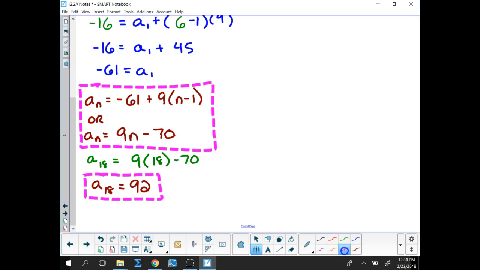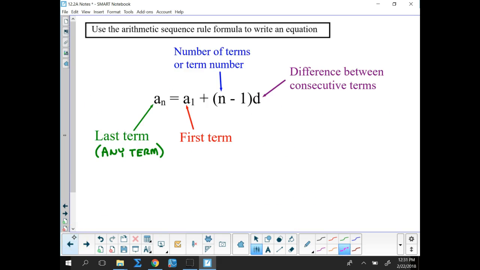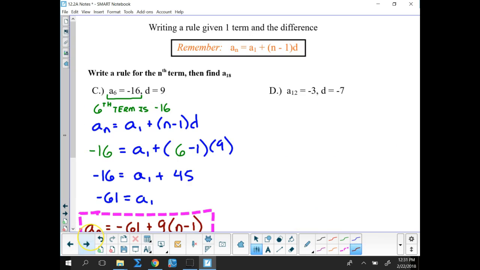Okay. If we go back here to this one, those two are the must-haves in order to find the rule. Okay? You now try D.